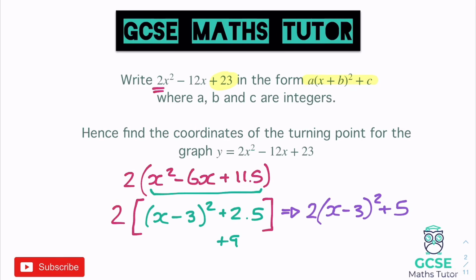And then again we just read the coordinates of our turning point from that. We've got the normal x coordinate in here, which flips again, so we have minus 3 turns into positive 3, and then we have the 5 at the end, and that's a positive 5, so our y coordinate is positive 5. And there we go, there's our final answer. 3, 5 is our turning point.